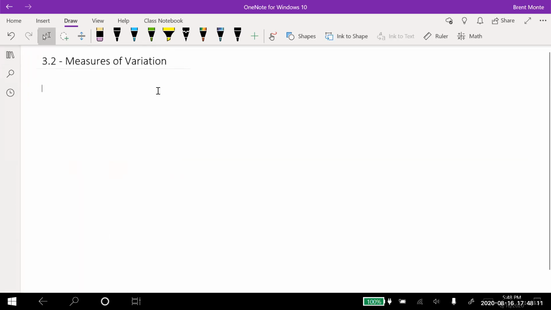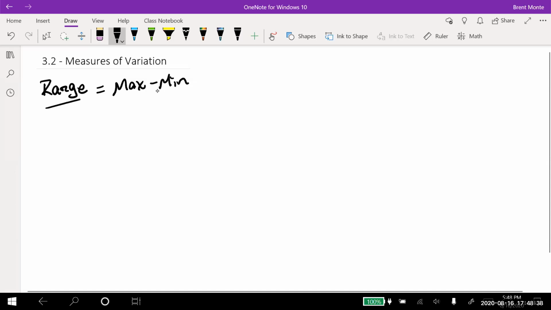Okay, so measures of variation, there's a really simple one. The first measure of variation is the range. So we're talking now about how much these data values vary from each other. And the range is just the max minus the min. We just do a little subtraction and we get a number. What's nice about the range is it's really easy to compute. What's not so nice about the range is it only takes into consideration two values.